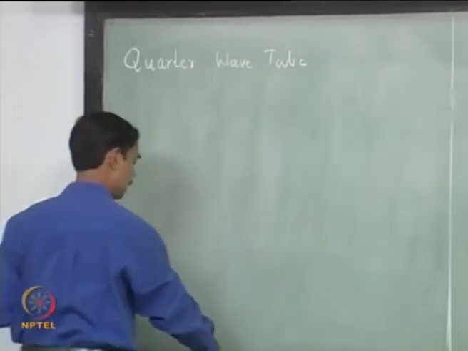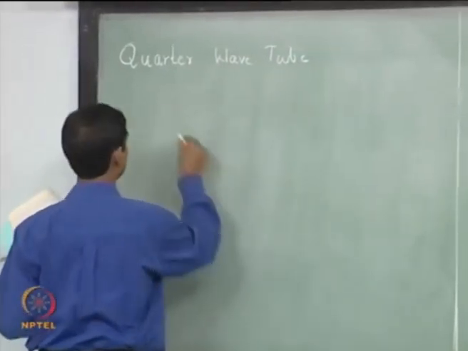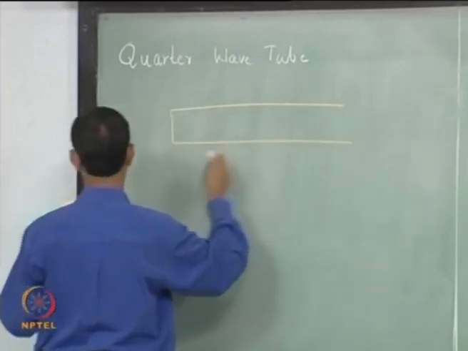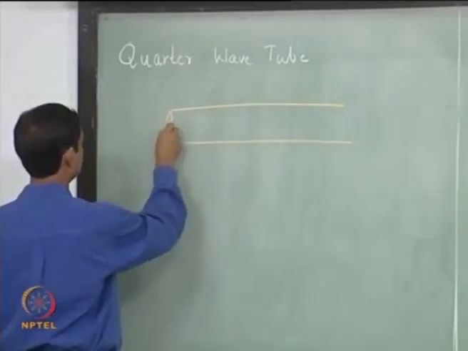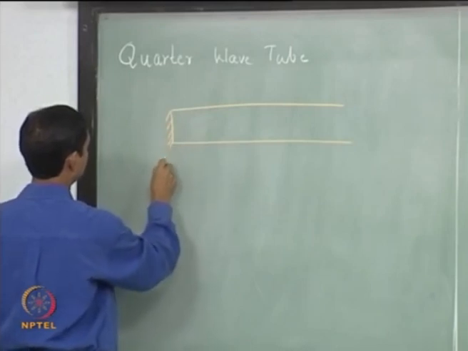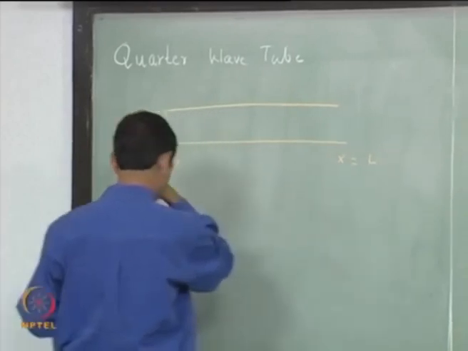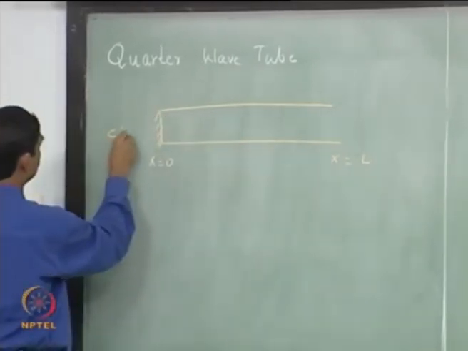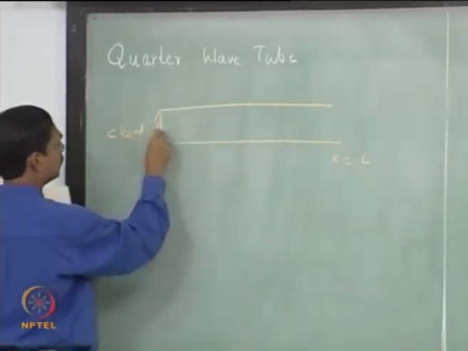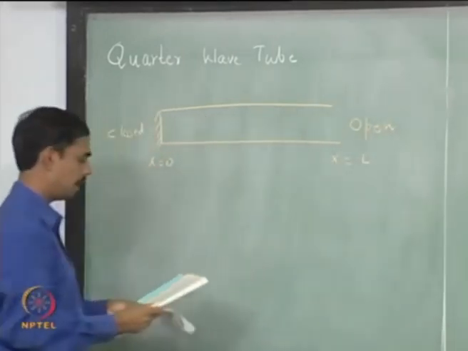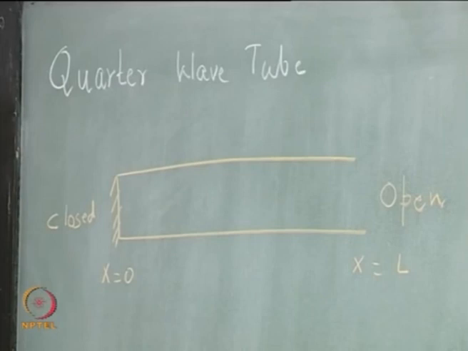So this is a tube which has one end open and another end closed. Let us say this is x equal to 0, and this is x equal to L, and this side is closed and this side is open, and we wish to solve for the wave field inside the tube.